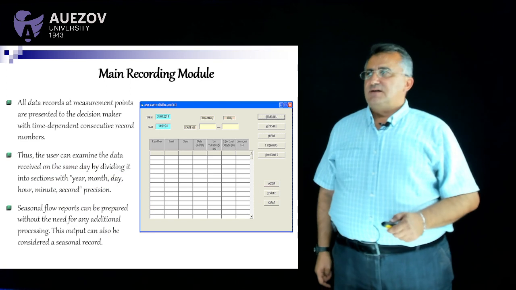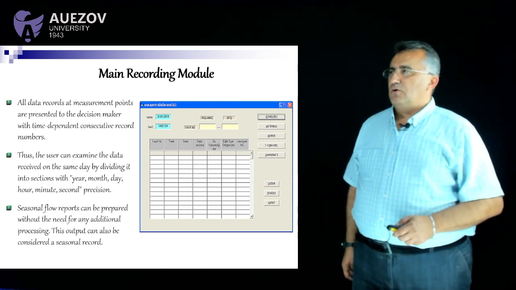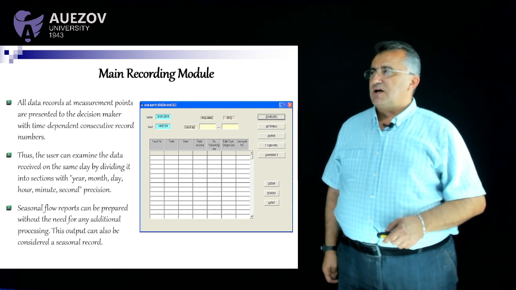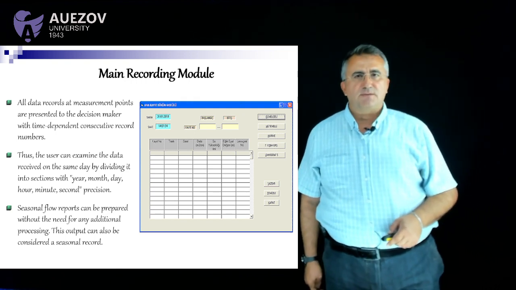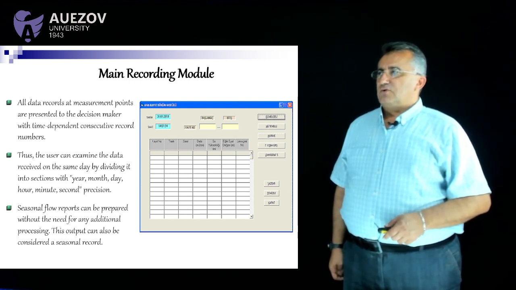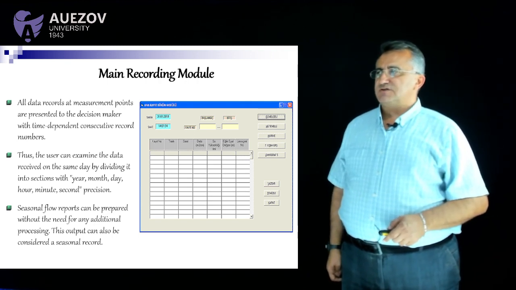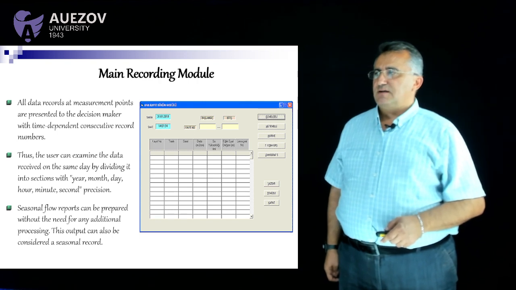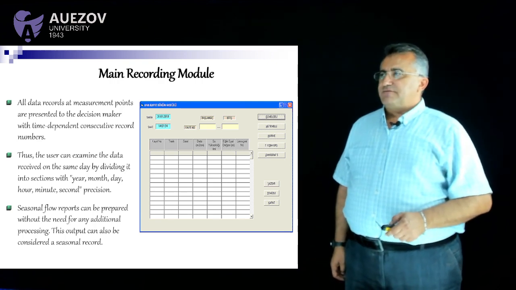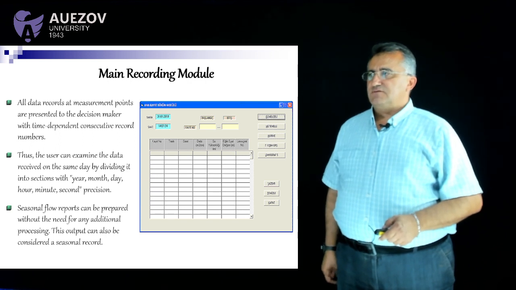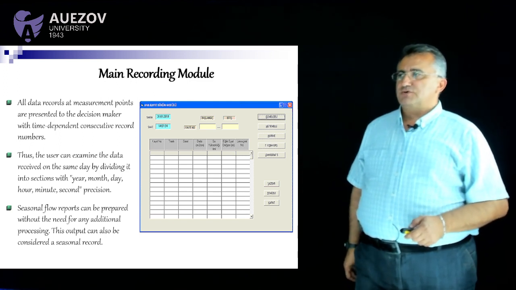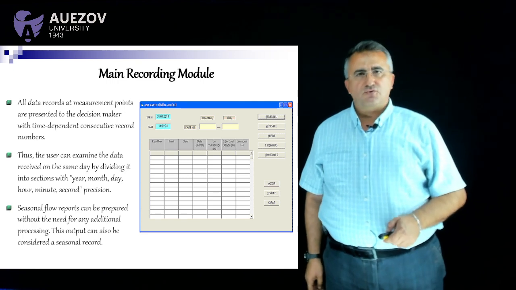The other module is the main recording module. All data records at measurement points are presented to the decision maker with time-dependent consecutive record numbers. Thus, the user can examine the data received on the same day by dividing it into sections with year, month, day, hour, minute, and second precision. Seasonal flow reports can be prepared without the need for any additional processing. This output can also be considered as a seasonal record.